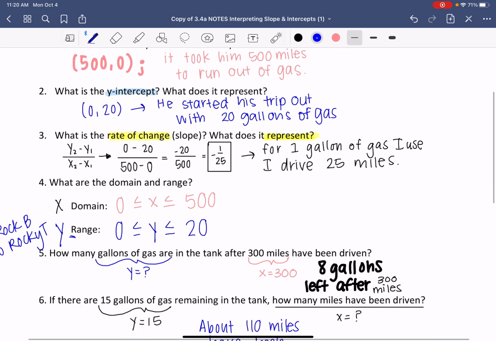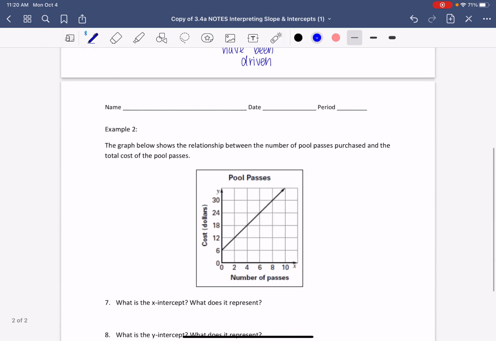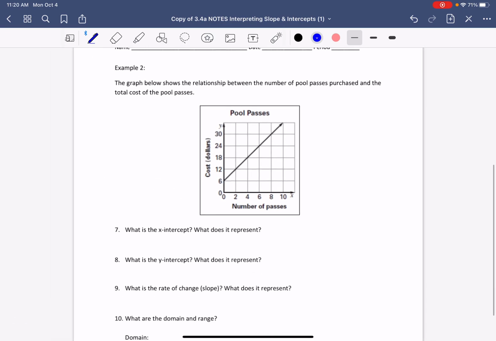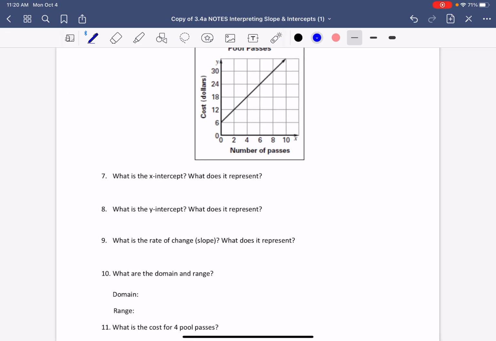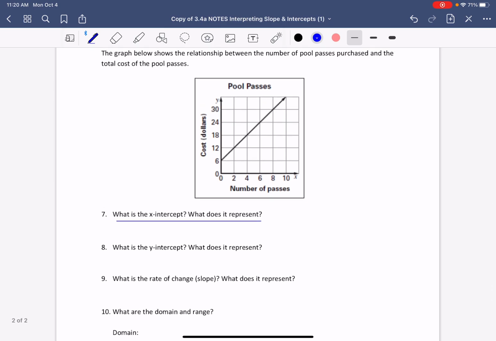All right. So I'm going to let you guys try this one. The copy of notes will be on Google Classroom. Just know if there's no intercept, aka this first one, it says what is the x-intercept and what does it represent. If there's none, that means it's okay to put none. I just want you to try to determine what it means. And then if you check on Google Classroom, it'll tell you if you're right or wrong.